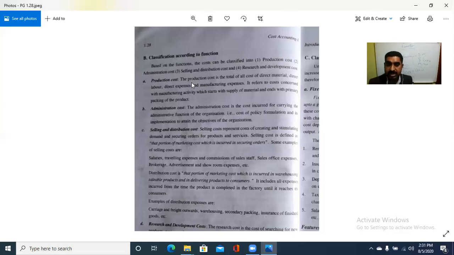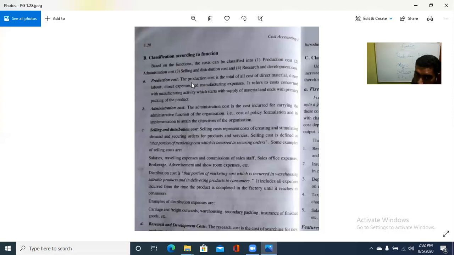It is for the warehousing, the cost incurred in warehousing the saleable product as well as delivering the products to the consumer. So clear? That portion of the marketing cost which is incurred in warehousing the saleable products and in delivering the products to the consumer includes all expenses incurred from the time the product is completed in the factory until it reaches its consumer. അതായത് ഒരു സെയിലബിൾ പ്രോഡക്റ്റിനെ അതിന്റെ ഏറ്റവും ലാസ്റ്റ് until it reaches to the consumer, that is the distribution expenses. ഡിസ്ട്രിബ്യൂട്ട് ചെയ്യുന്നതിന് വരുന്ന ചെലവുകൾ.